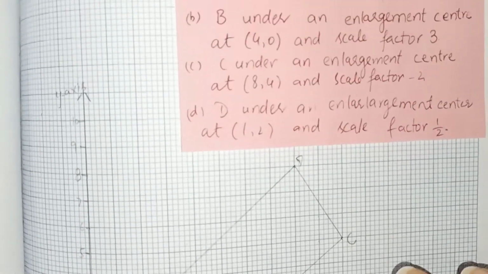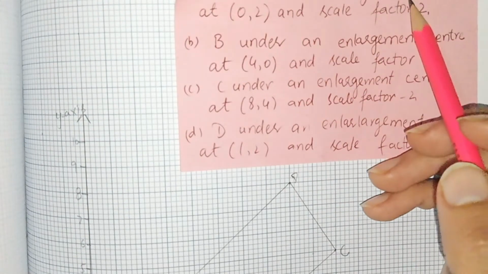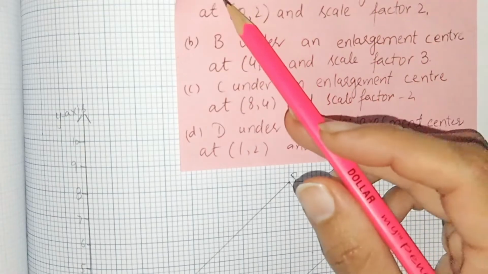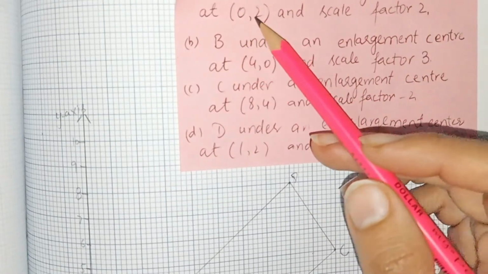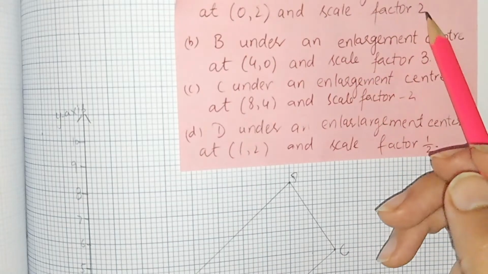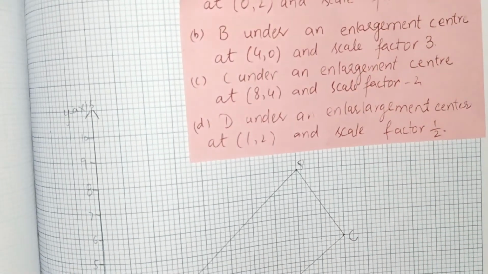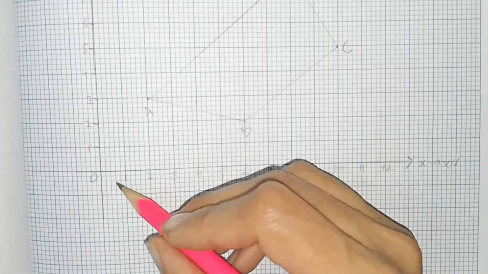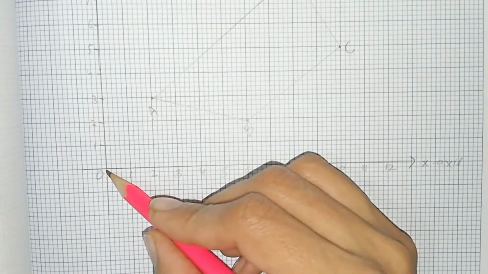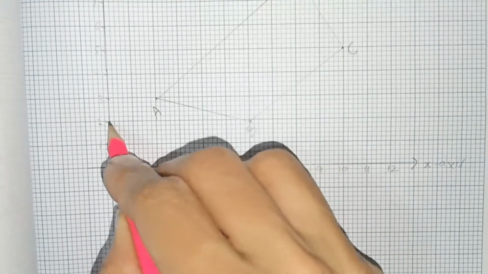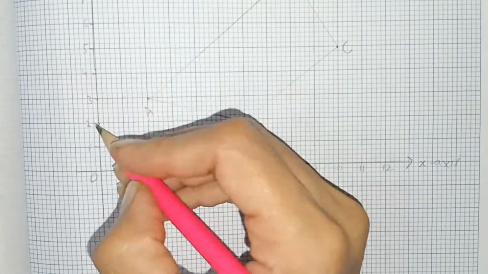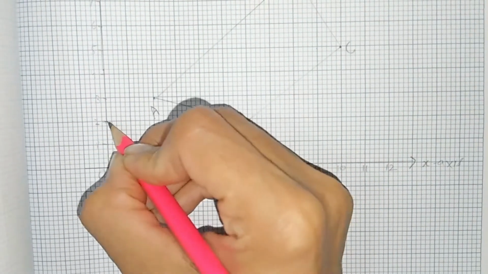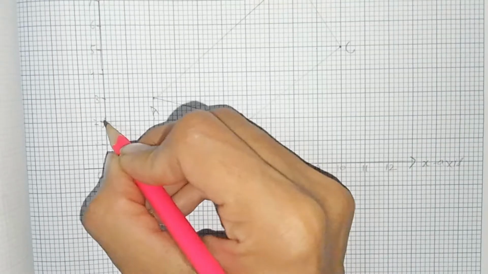Now friends, in part A, we have to draw the image of A under enlargement with center at (0, 2) and scale factor 2. The enlargement center is 0 along the x-axis and 2 along the y-axis. This is the enlargement center, and I marked it by a cross.